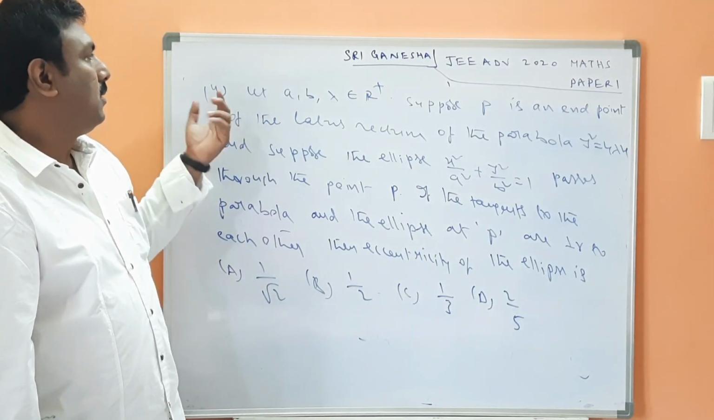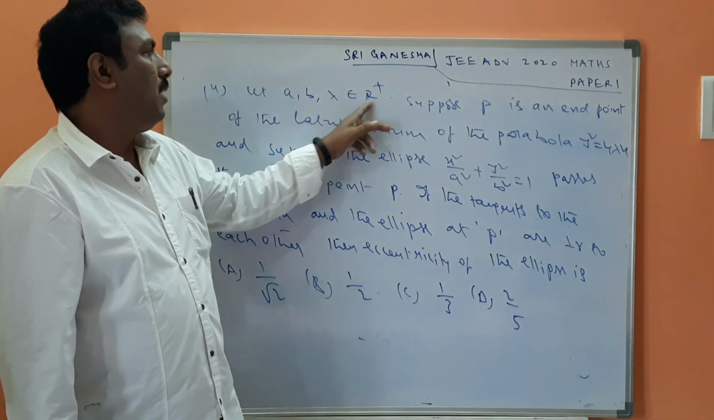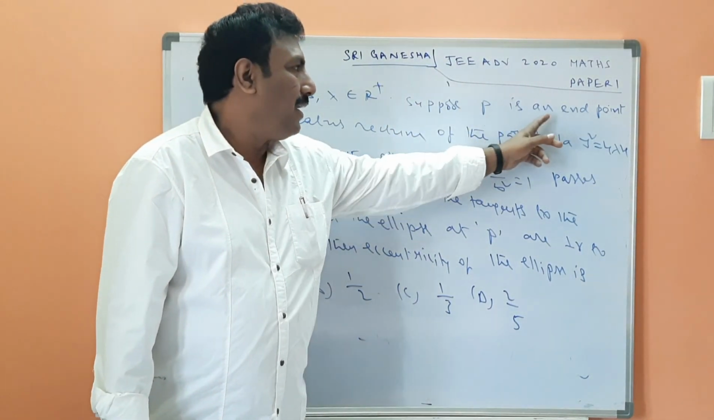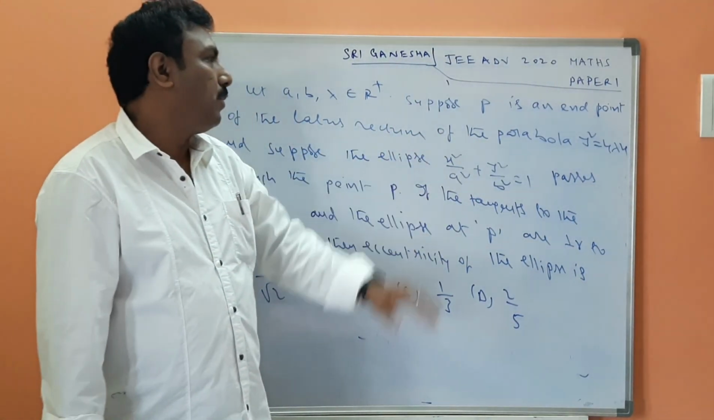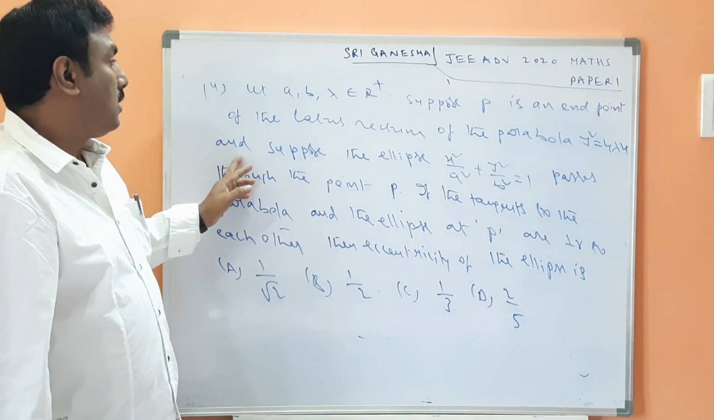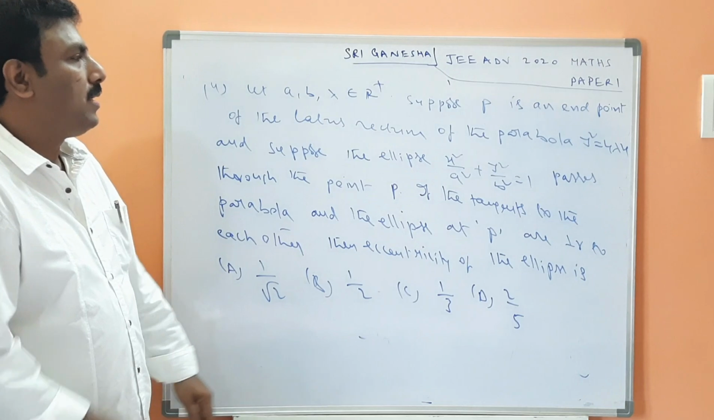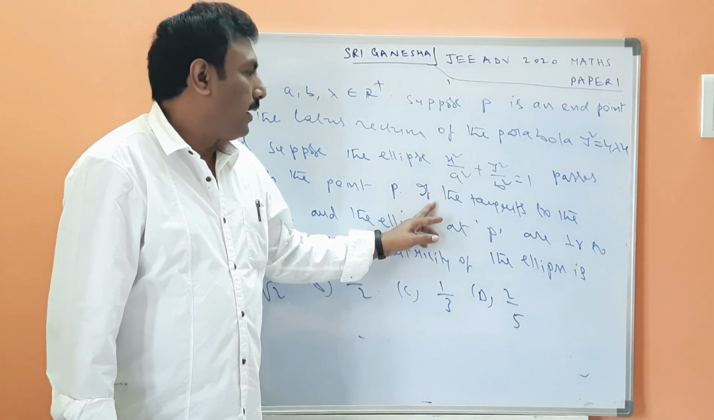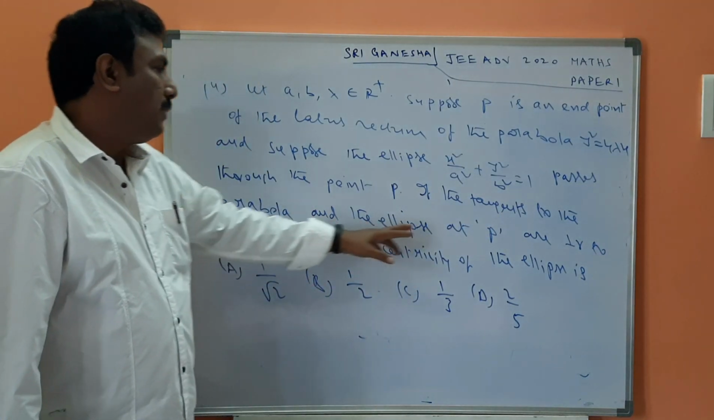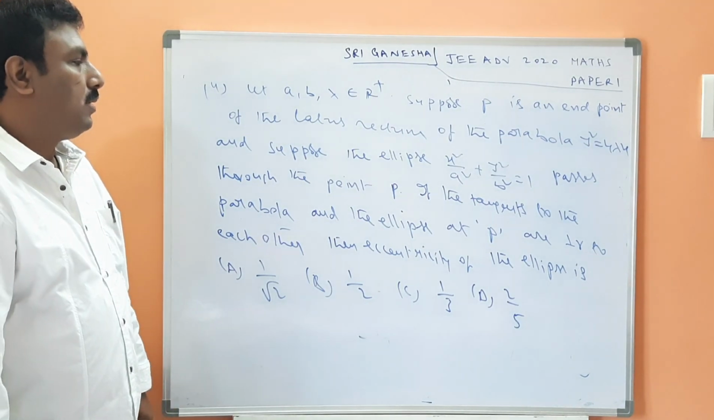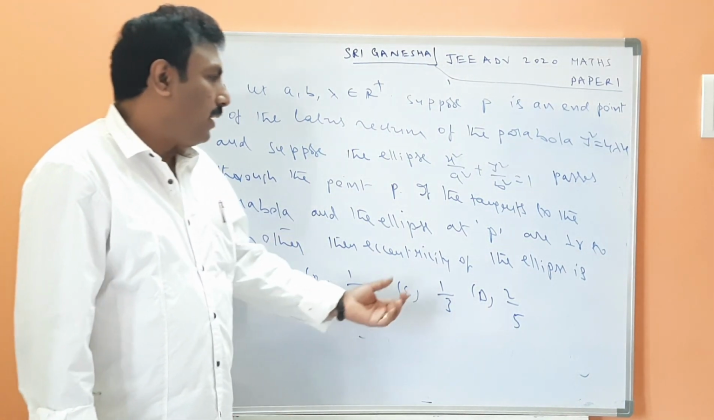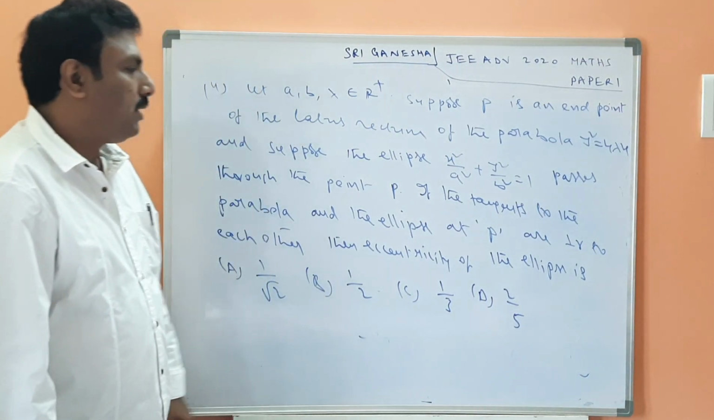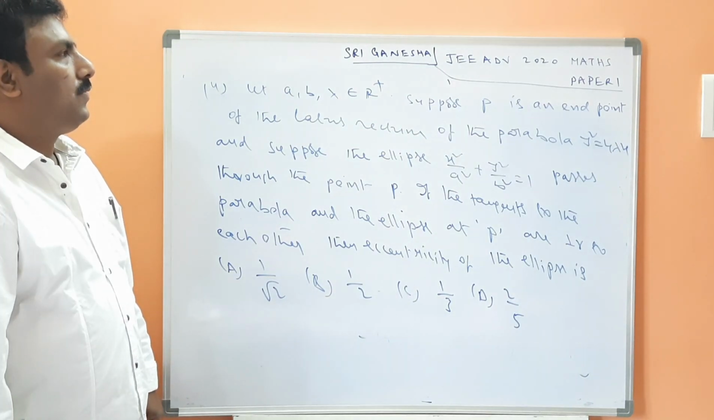Now the fourth question is, let a, b, lambda belong to R plus. That is, there are three positive real numbers. Suppose capital P is an end point of the latus rectum of the parabola y square equal to 4 lambda x, and suppose the ellipse x square by a square plus y square by b square equal to 1 passes through the point P. Next, if the tangents to the parabola and the ellipse at P are perpendicular to each other, then find the eccentricity of the ellipse. Option A 1 by root 2, option B 1 by 2, option C 1 by 3, option D 2 by 5. This is from conics.